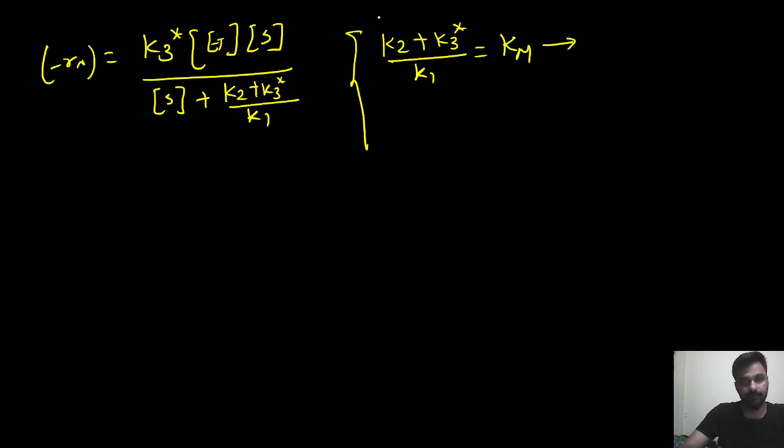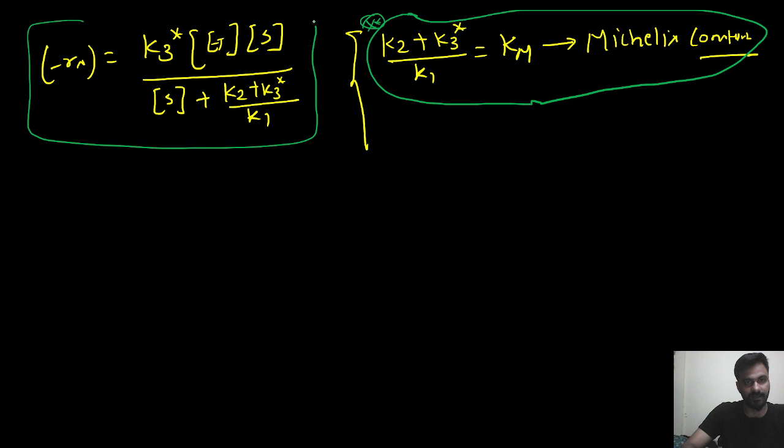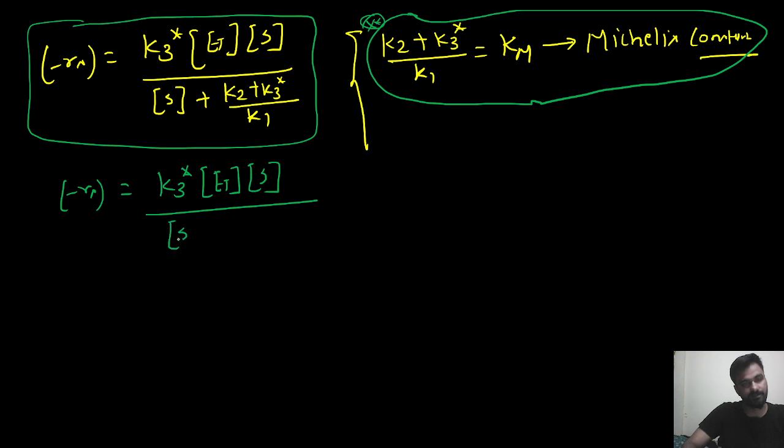Km, and it's a very important parameter. The name of this parameter is the Michaelis constant. This is a very important parameter that you should remember, otherwise you won't be able to solve the problem. Questions used to be asked on this particular parameter. Here we have calculated the rate of this substrate. So can I write minus Rs equals K3 star, total enzyme concentration, times substrate concentration upon substrate concentration plus Km.